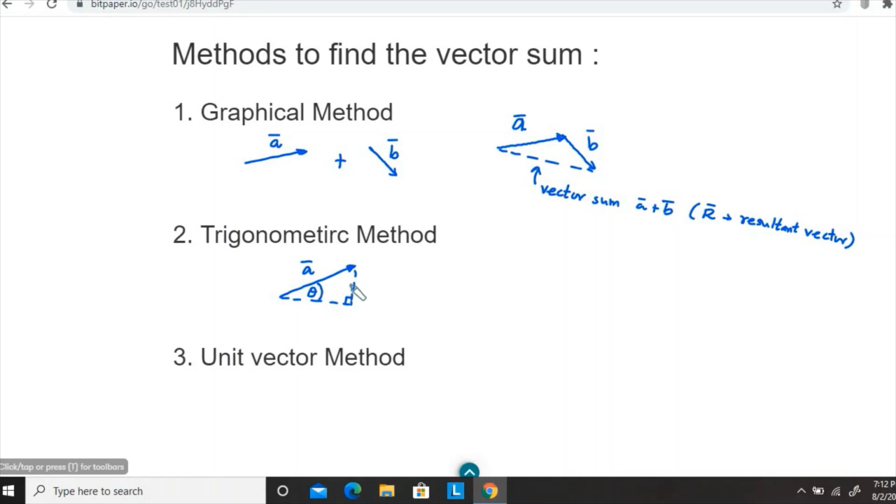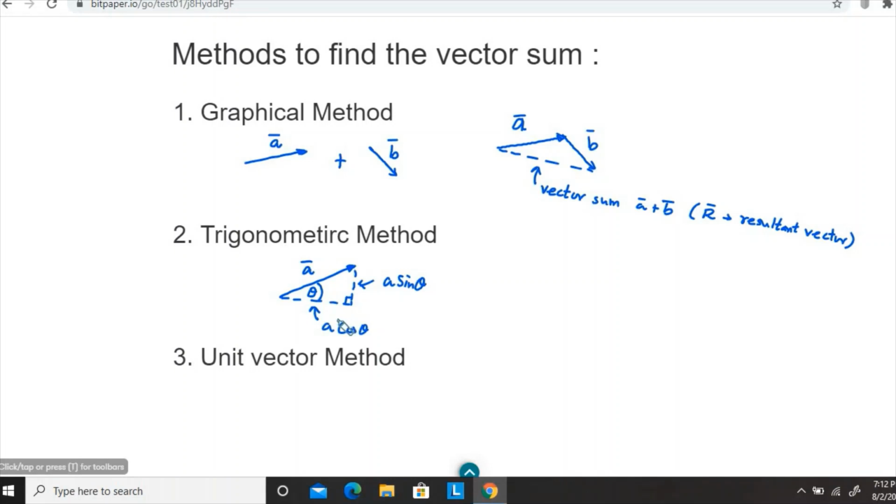So if you remember trigonometric functions, this side can be given as a sine theta, and this side can be given as a cosine theta. And if you have many vectors, two vectors or more, you apply this method to all those vectors and you are going to get vertical components and horizontal components.